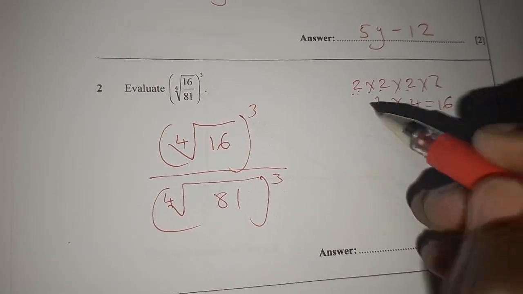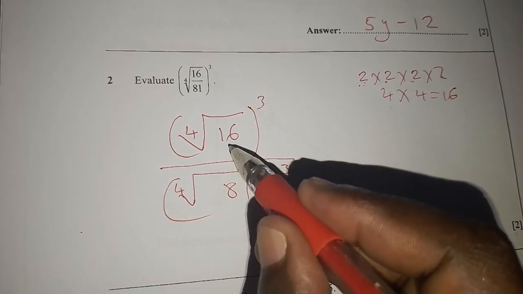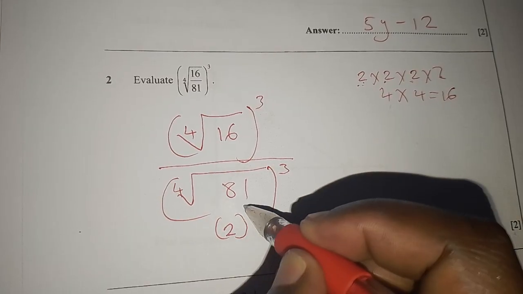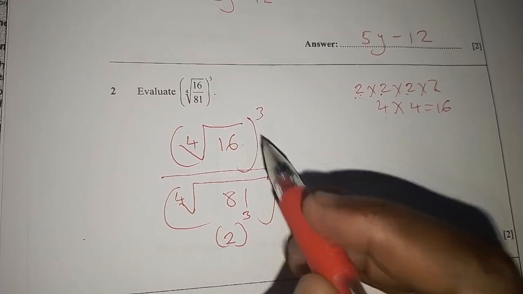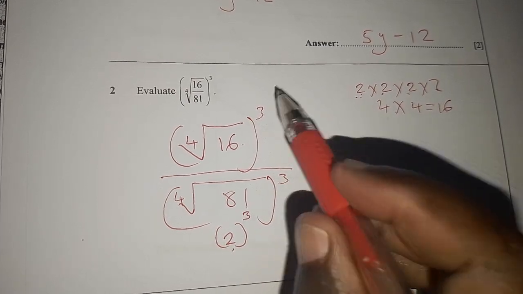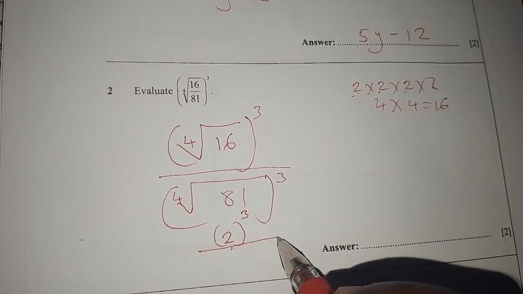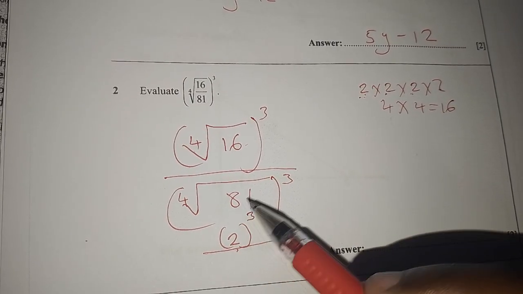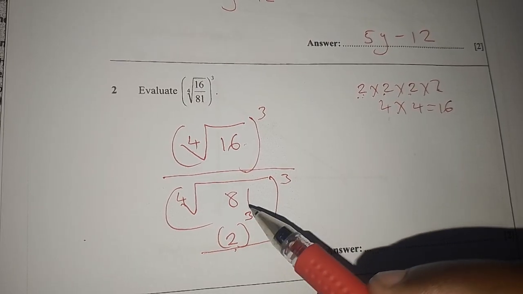Now, after that, I'll put it here, the fourth root that you have found is 2. But this 2 is affected by a 3. I found the fourth root of 16 to be 2, but 2 is affected by the power of 3. Then I say over. Again, I have to find the fourth root of 81, the number which I can multiply 4 times to get 81.